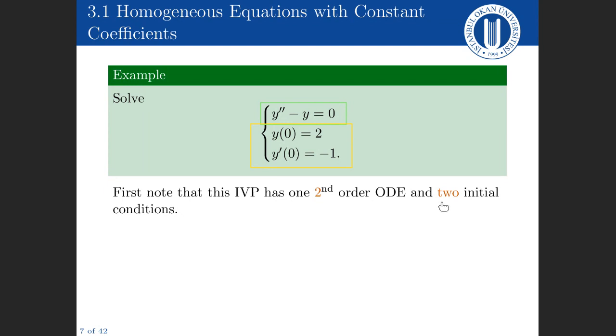And this is a rule. The number of initial conditions we need is always equal to the order of the equation. When we look at third order equations, we will need to have 3 initial conditions. If we had a fourth order differential equation, we would need to have 4 initial conditions, and so on.